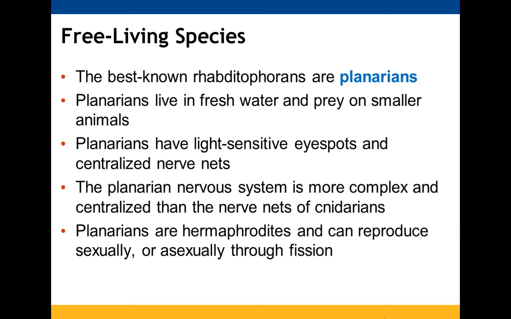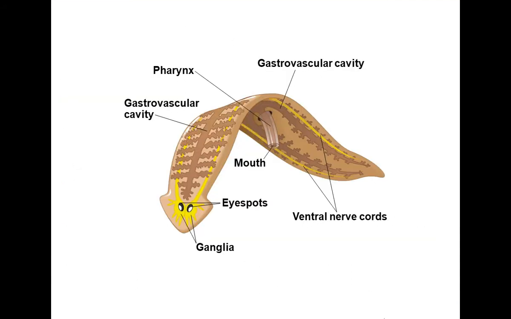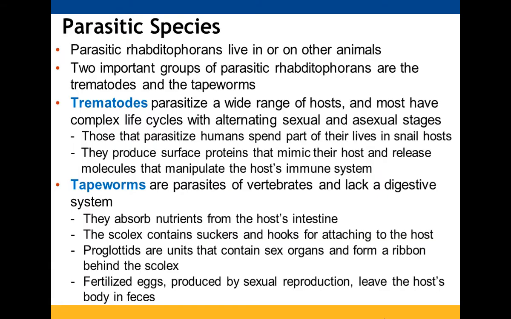The free living rhabditophorans that you're probably most familiar with are the planarians. They tend to live in freshwater habitats and prey on little animals. They have centralized nerve sets, pretty wild, and a little bit more complex than what we see with the nerve nets that we've found in the cnidarians in general. They are hermaphrodites and they can reproduce both sexually or asexually. Rather than by budding, they reproduce by fission. So there is an example of one of those.